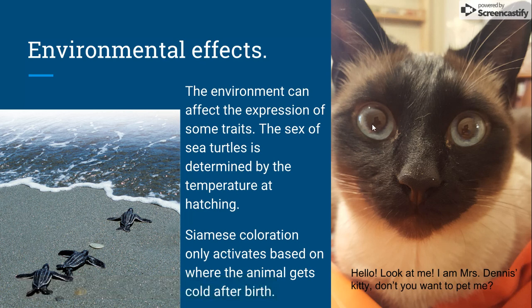Siamese coloration is turned on based on which parts of the body cool off most after birth. And so that's where we're going to leave complex genetics. This is the last thing that we're going to talk about. Like I said, it's just understanding all of these different terms and making sure that you understand how they could affect expression.